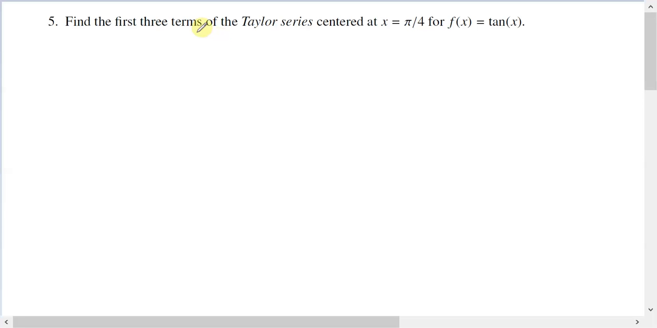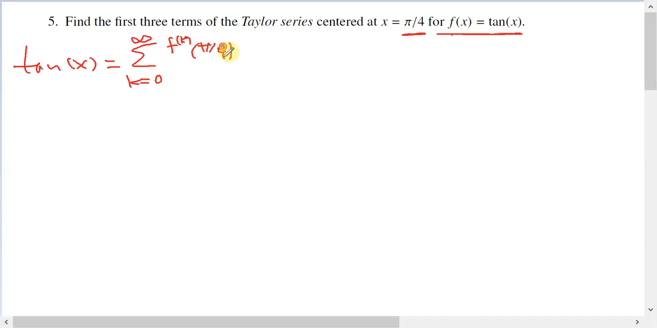Number 5 asks us to find the first three terms of the Taylor series for tangent x centered at pi over 4. So we know that in general, tangent x can be written as the sum from k equals 0 to infinity of, we take a bunch of derivatives of it, evaluate it at the center, which is pi over 4, and then that's divided by k factorial times x minus pi over 4 raised to the k power.